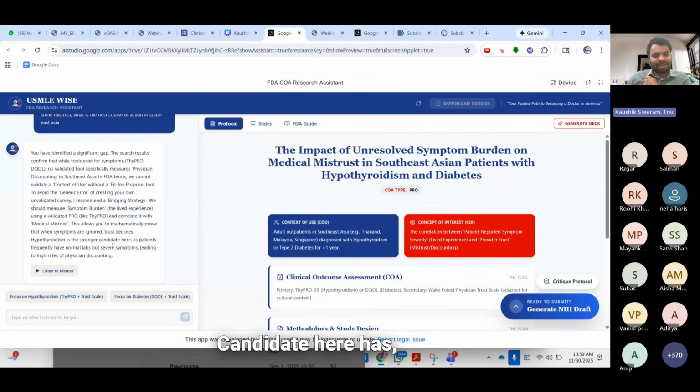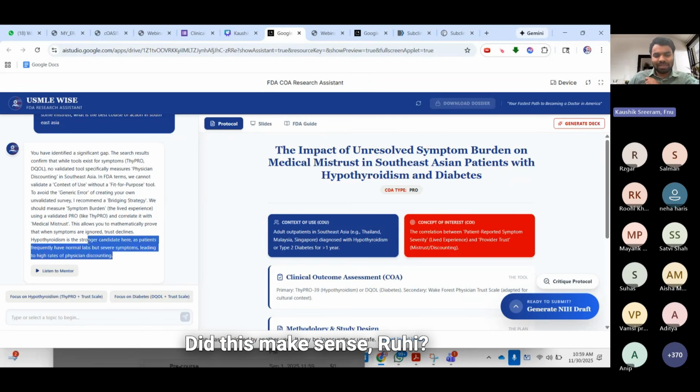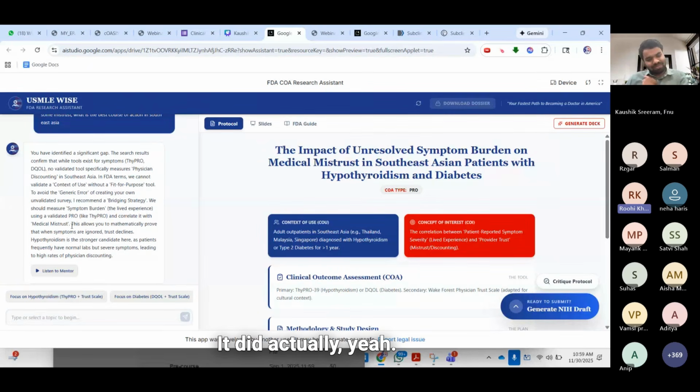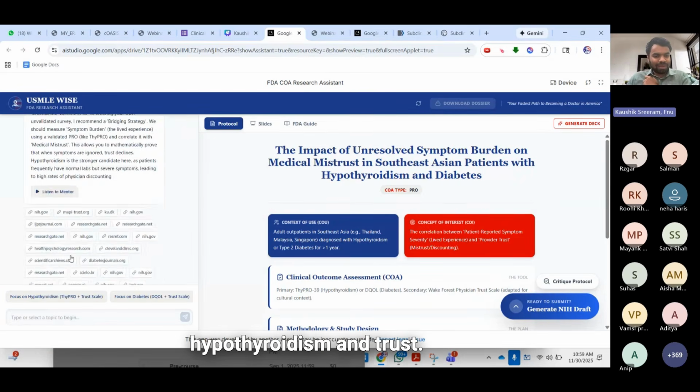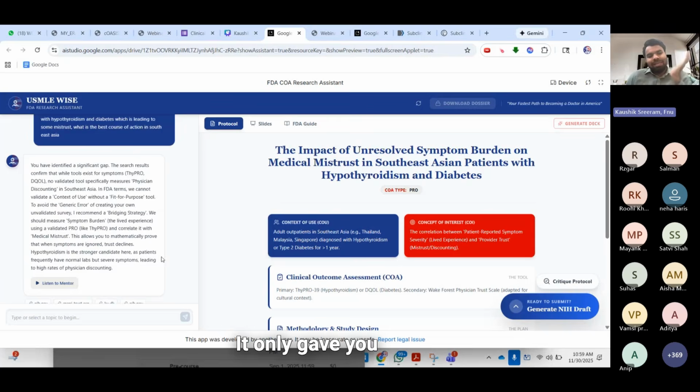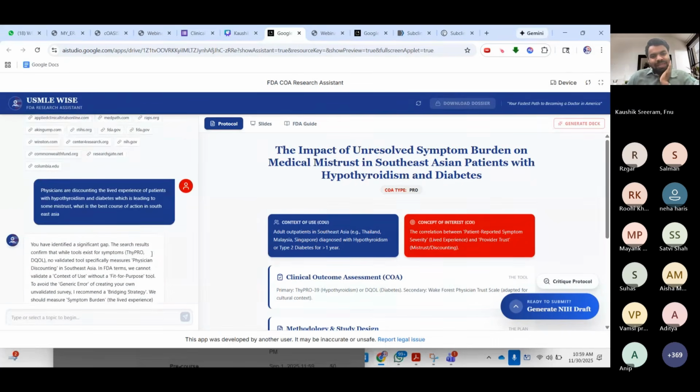Hypothyroidism is a strong candidate here, as patients frequently have normal labs but severe symptoms, leading to high rates of physician discounting. Did this make sense, Ruhi? Yes, it did. Now I'll be like, okay, hey, focus on hypothyroidism and trust care. It only gave you a recommendation. See, even if we would have started with this, right?